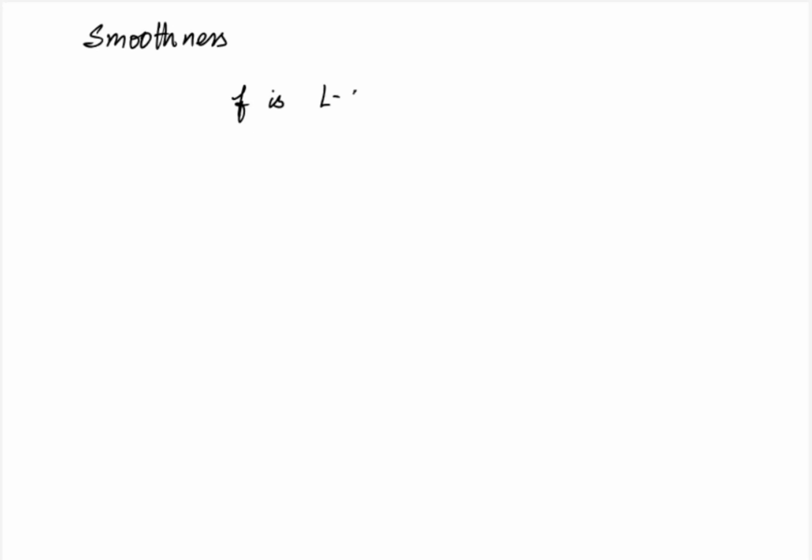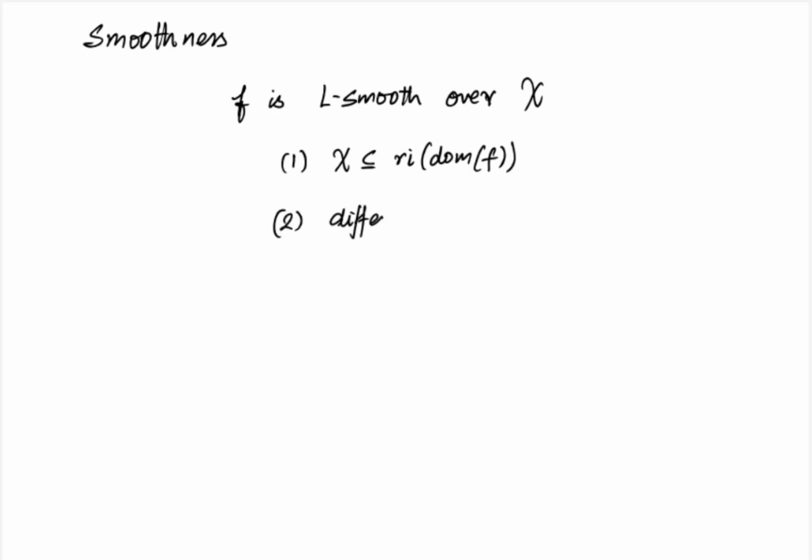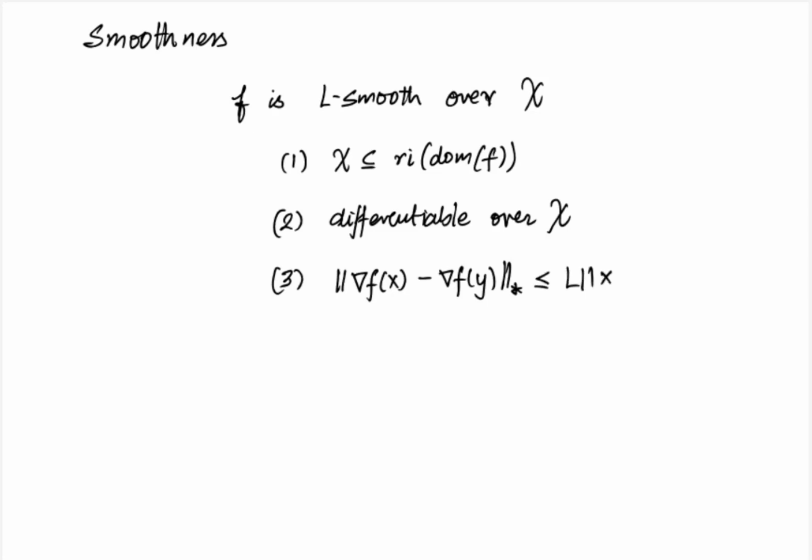A function is said to be L-smooth over X, a subset of the relative interior of the domain of f, if it is differentiable over X and its gradient satisfies the dual norm of gradient f(x) minus gradient f(y) ≤ L times norm of x minus y, where we have the norm on the right hand side and the corresponding dual norm on the left hand side. The requirement that x is in the interior of the domain is necessary because differentiability of the function on the boundary of the domain will not generally hold. In other words, the gradient of the smooth function is Lipschitz continuous.